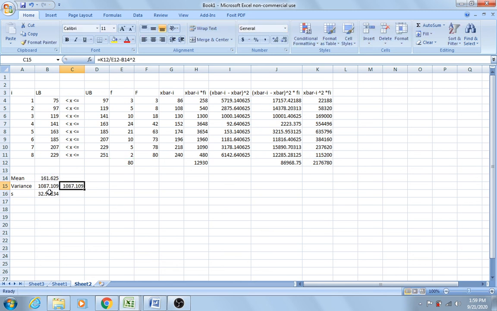See that we get the same exact number, and of course the standard deviation, or the small s, is this one to the power of 0.5. Okay, and this is how we calculate the mean, the variance, and the standard deviation of data that we group in the form of a histogram.